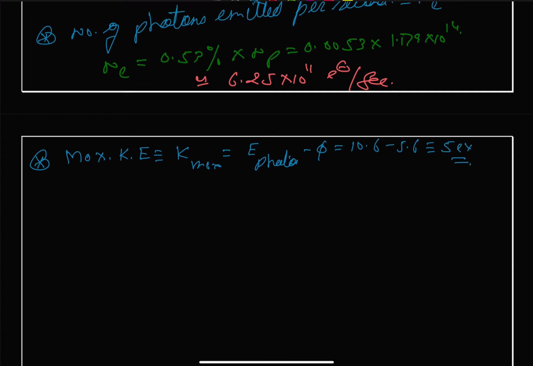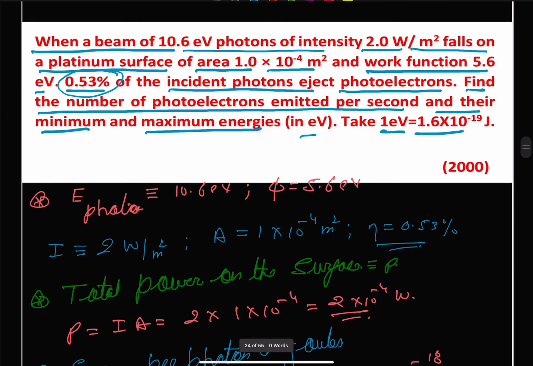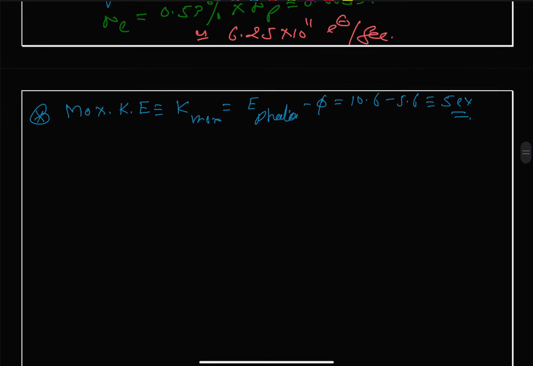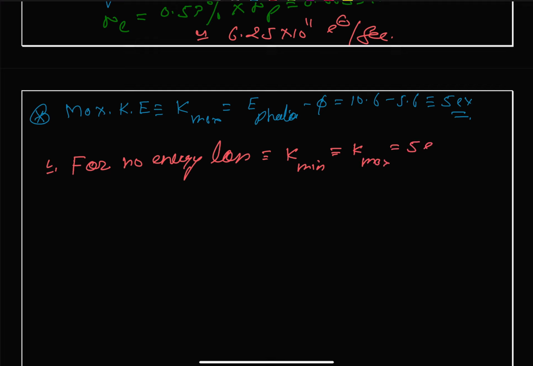And here we have to find the other thing, minimum energy. If there is no energy loss, then the minimum energy will be equal to the maximum kinetic energy. So for no energy loss, minimum will be equal to our maximum, which came out as 5 electron volt.